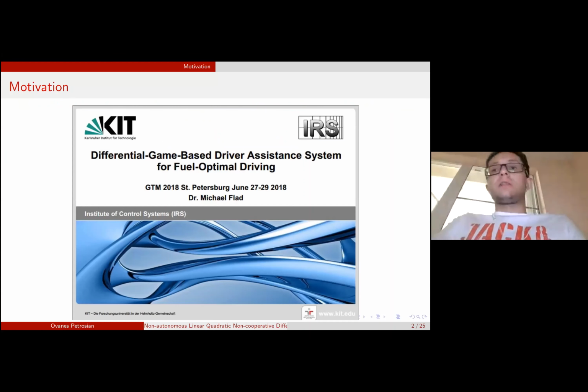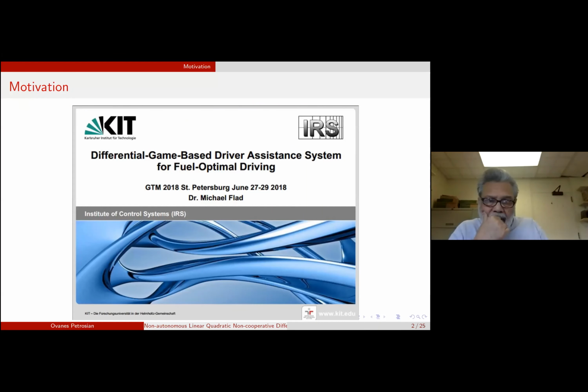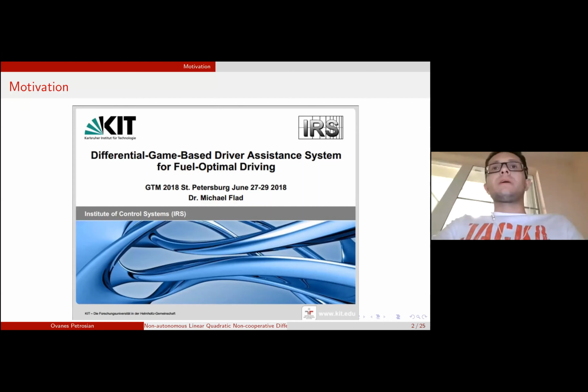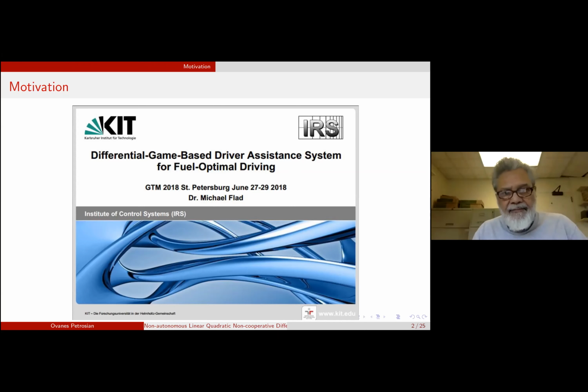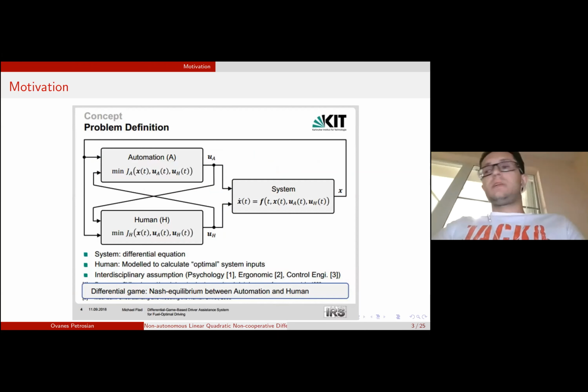Before I start, I'd like to add a few words about the motivation for the work on the continuous updating approach. This is the title of the presentation of my colleagues. My colleagues are working on a differential game-based driver system for different things, such as this special case of fuel consumption optimization.